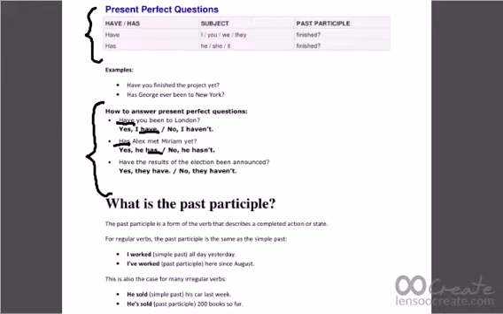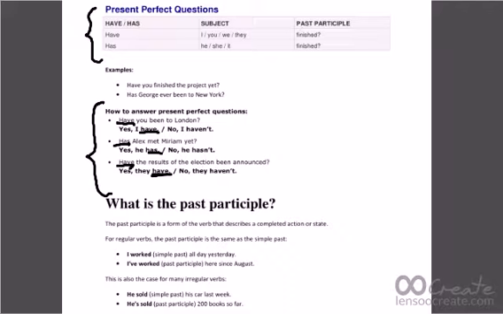Example number 3. Have the results of the election been announced? Yes, they have. No, they haven't. As usual, the auxiliary at the beginning is the same auxiliary we're going to take for the answer as well. Okay? Now, you have heard me say past participle many times.